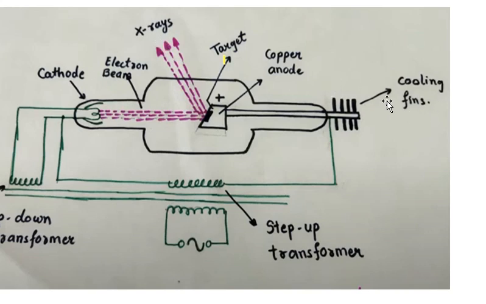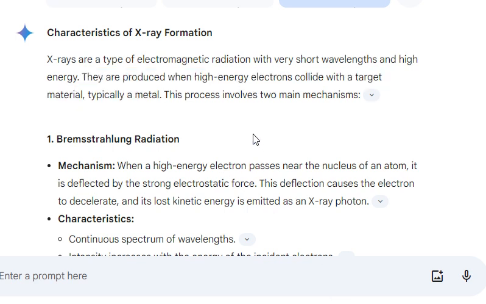Here we can see the cooling fins, which maintain the temperature inside the tube. Others I have already explained to you about the functioning of the step-up transformer and step-down transformer. Now let's see how these two types of X-rays are forming. So let's come to our presentation.